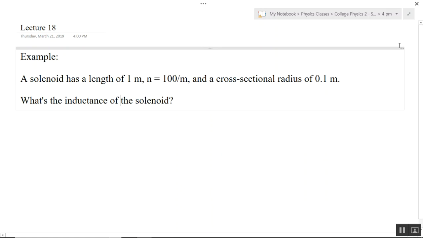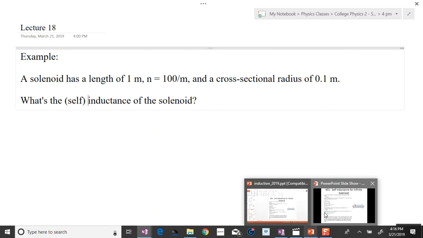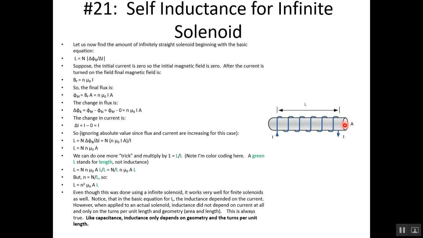All right, I could put "self" in, once again, it's technically the self-inductance, but that's the only inductance we're talking about in this class, so I'm just going to call it inductance from here on out. By the way, the cross-sectional radius, in case you're wondering what that is, it's the radius of this circle here on the edge, right? That's the cross-sectional radius.